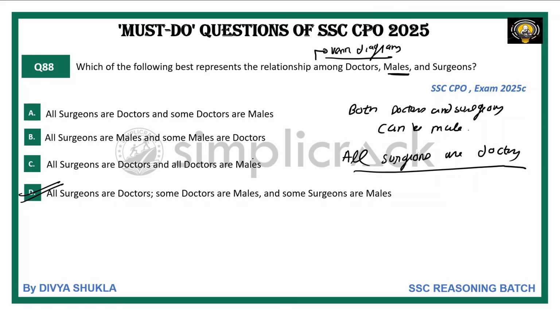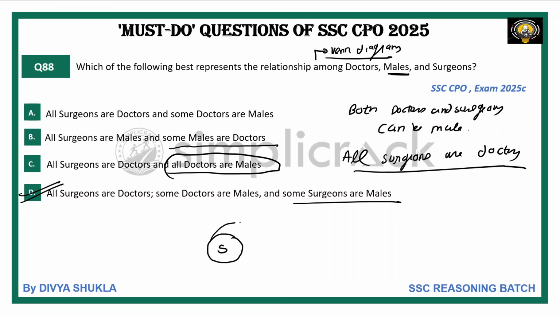Okay. So all doctors are male? No, no. Only some doctors are males, and some surgeons are males. This is the complete solution. This is giving the complete picture. If you want to draw the Venn diagram, you can draw it like this: all surgeons are doctors, and this is the intersection with males. Okay, I hope this is clear.